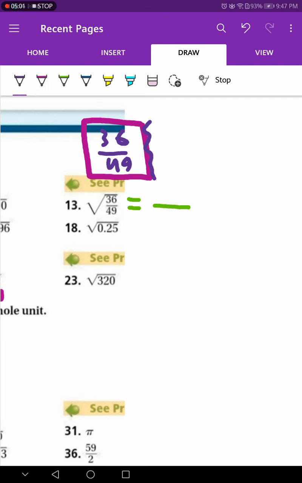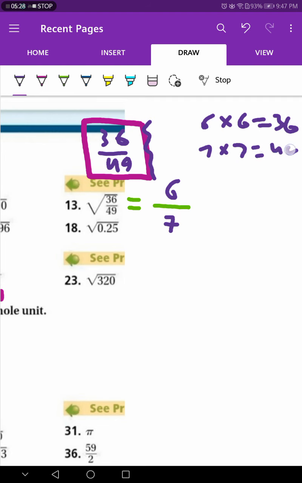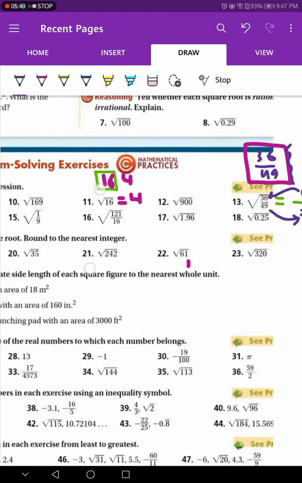Okay, now how can I find it? I have to find out what number I multiply by itself to get 36. Yes, it's 6. And what is the number that, if you multiply it by itself, you get 49? Yes, it is 7. So 6 multiplied by 6 gives me 36, and 7 multiplied by 7 gives me 49. Because of that, I have 6 up, coming from the 36, and 7 down, coming from the 49. Nice work. Okay, I will take another example here.